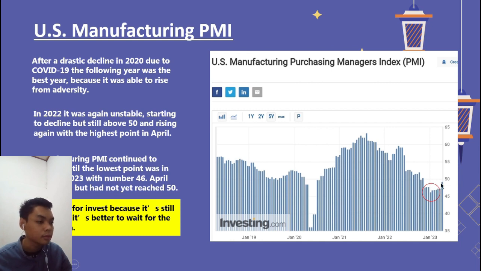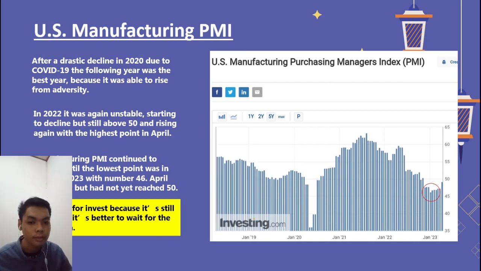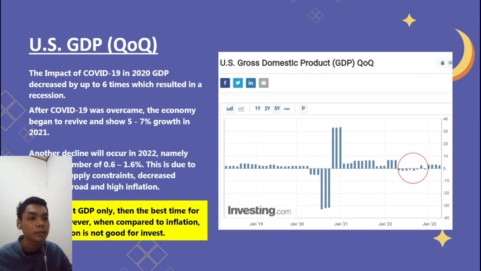If we see the data in March, it is still below 50. It's not a good condition, because the good time to invest is when it is more than 50. So if we see the graph and analyze this data, I think it is not good to invest because it is still below 50. It is better to wait for the latest data. So the next material is GDP.